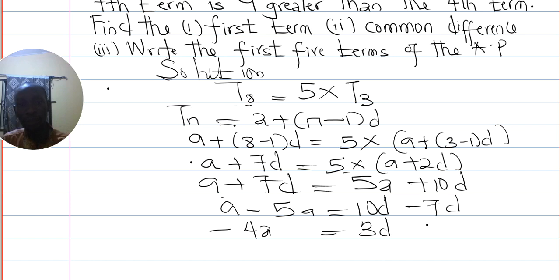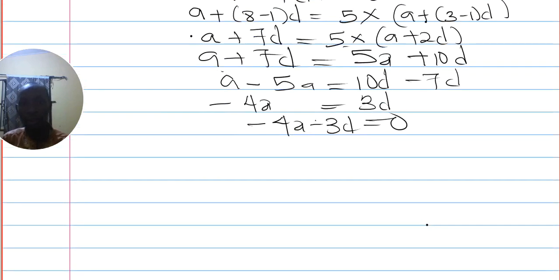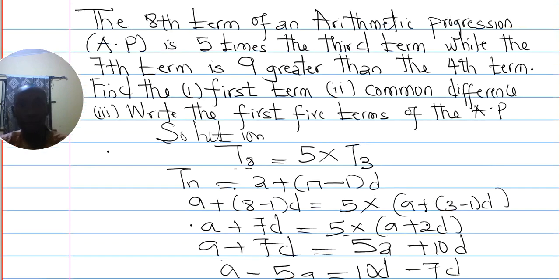Let me combine this, so you can have minus 4a minus 3d equal to 0. Multiply both sides by minus 1. This gives us 4a plus 3d equal to 0. Equation 1. Now let's go to the next.